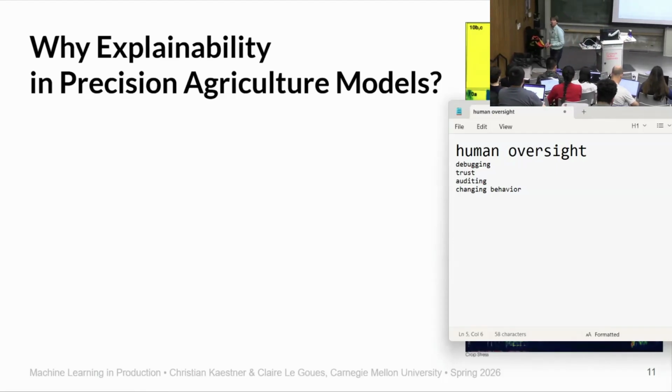But doesn't the model already tell you you should fertilize here? Yes. Right? Why would you want an explanation on top of that? Because the farmer probably has domain expertise, so they know.